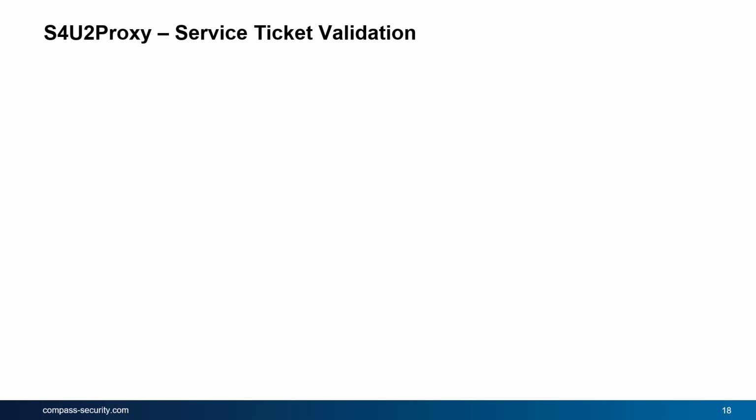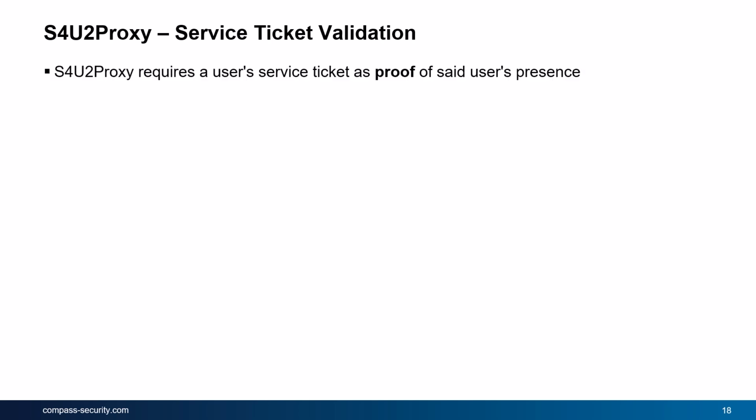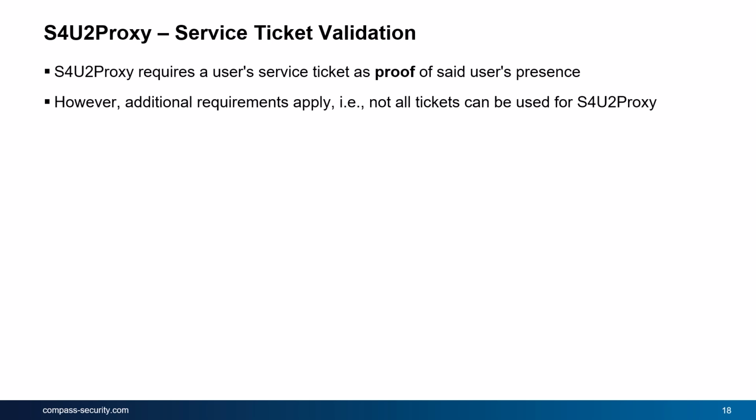Now that we have seen a working example of Kerberos constrained delegation, we also need to talk about how the service ticket validation during the S4U2Proxy request actually works and what factors are considered. We already know that S4U2Proxy requires proof that a user is present, and this proof comes in the form of the user's ticket. However, there are certain requirements that apply to this scenario, so not all service tickets of a user might actually be eligible for the S4U2Proxy exchange.